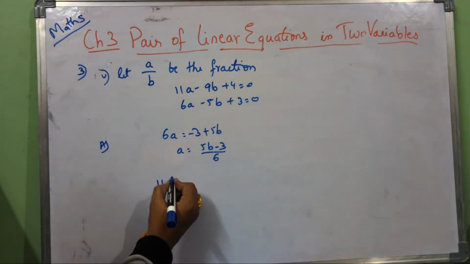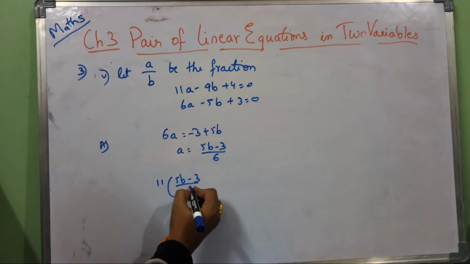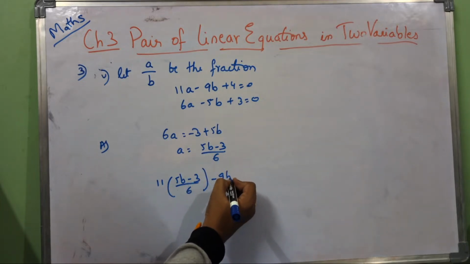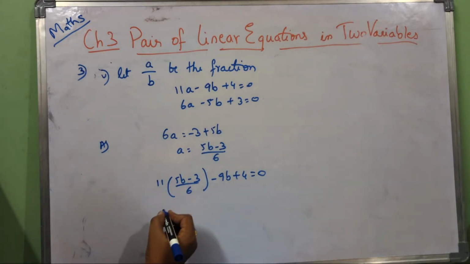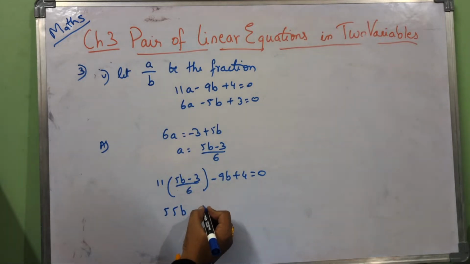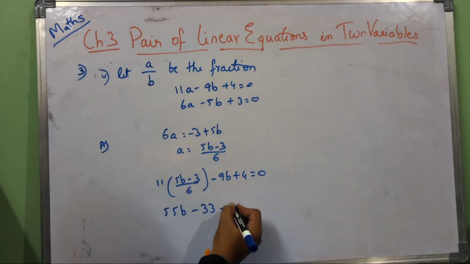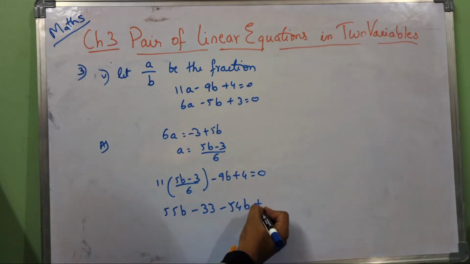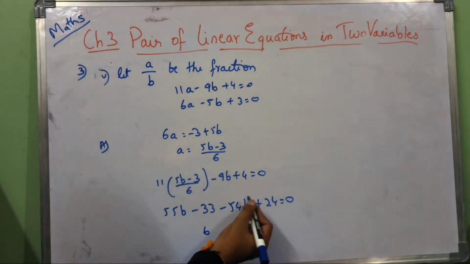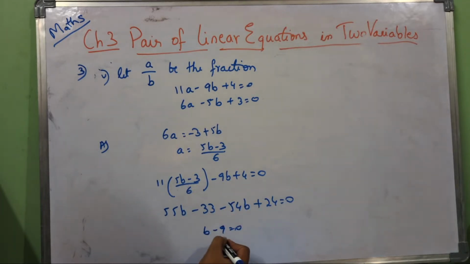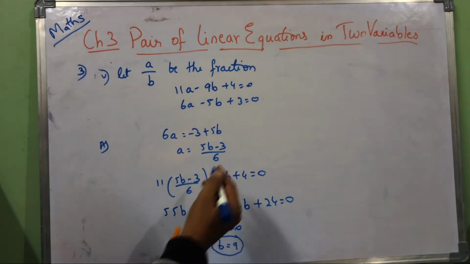We will get 11 into 5b minus 3 by 6, minus 9b plus 4 equal to 0. Multiply and take the LCM. 11 5s are 55b minus 33, minus 9 6s are 54b, plus 6 4s are 24, equal to 0. 55b minus 54b is b. 24 minus 33 is minus 9, equal to 0. So b value is 9. Wow, numbers are big, but the answer is very easy. The b value now became 9.